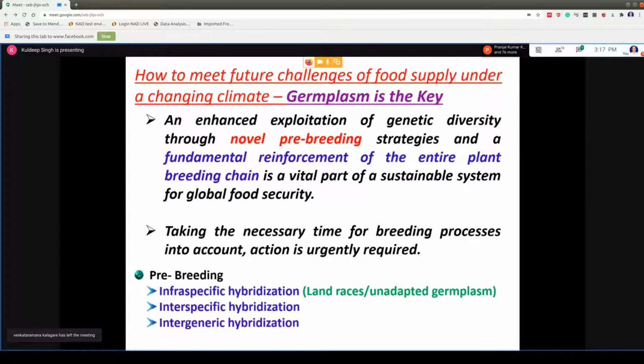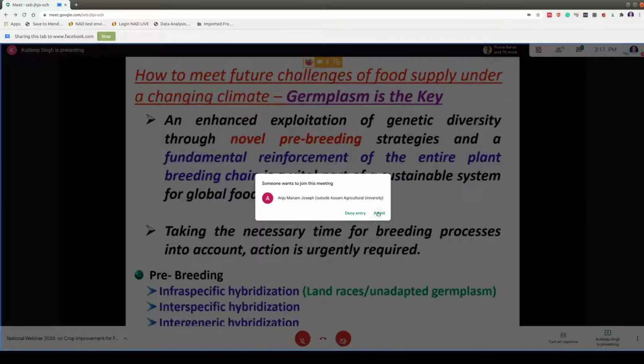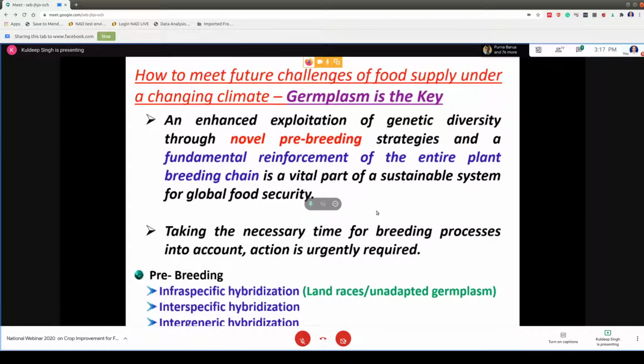And hence, looking at the population growth, we are of the firm opinion that we can meet these challenges, and germplasm will be key to it. In fact, there has to be an enhanced exploitation of these genetic resources, and there has to be a fundamental reinforcement of the entire breeding chain.